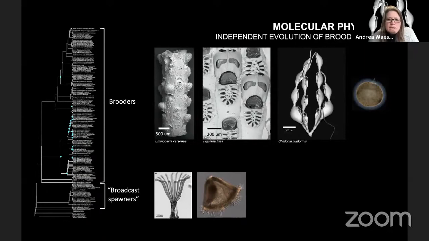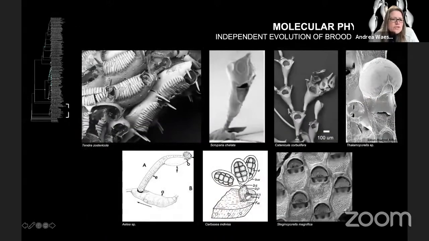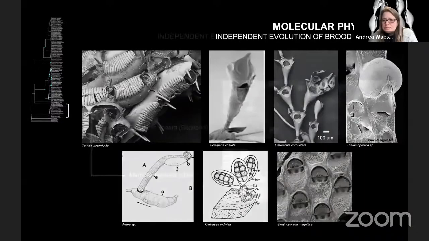However, as we were sampling this part of the tree, the supposed broadcast spawner group, more densely, we actually discovered a whole different range of brooders with very, very different types of brood incubation. I'm not going to go into the detail right now, partly because of time, but it's a bit like the licorice allsorts of brood incubation. So that was quite a surprise.